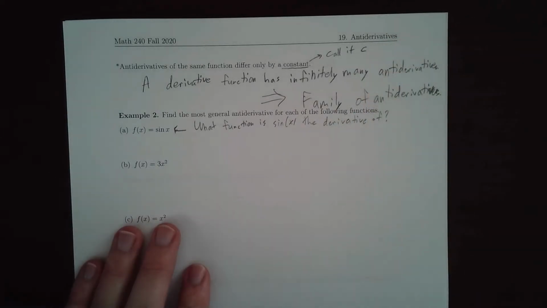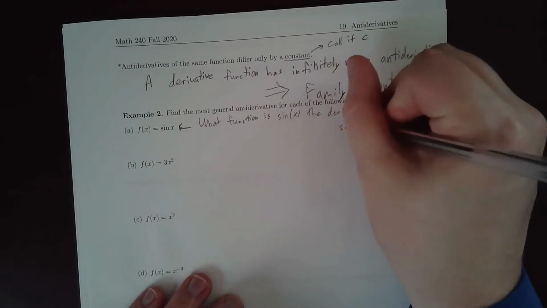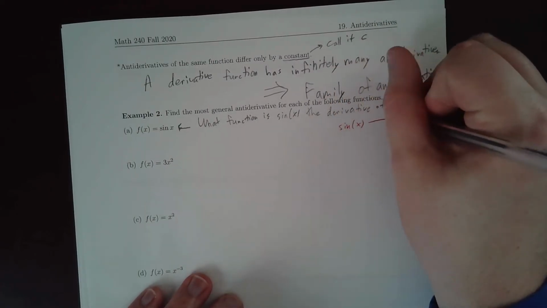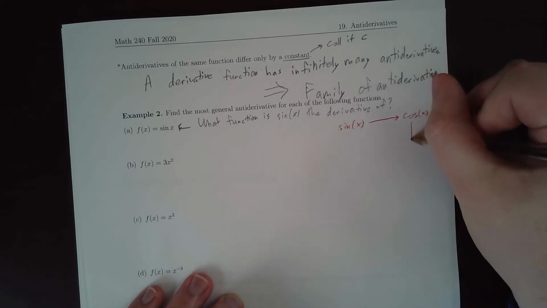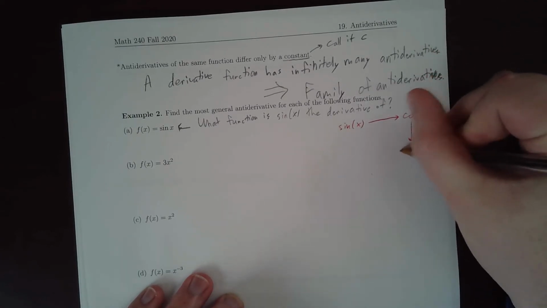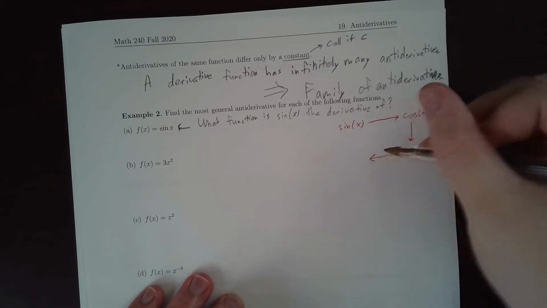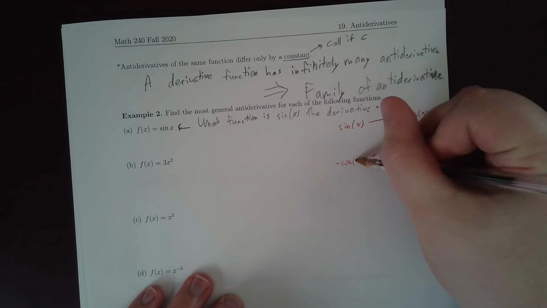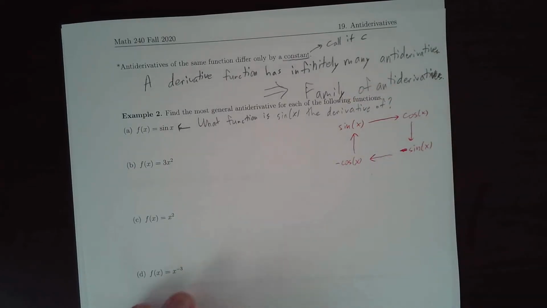And if you'll recall, if you have sine of x, the derivative of sine is cosine of x. The derivative of cosine is negative sine of x. The derivative of negative sine will give you negative cosine of x. And the derivative of negative cosine is sine.